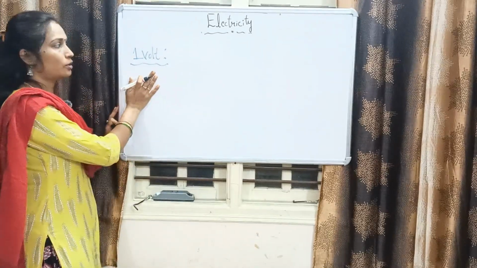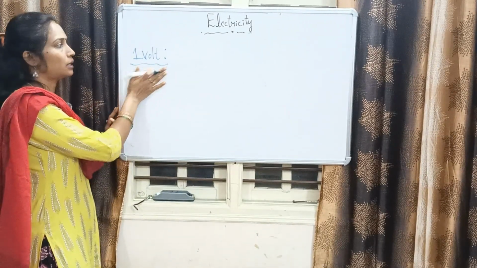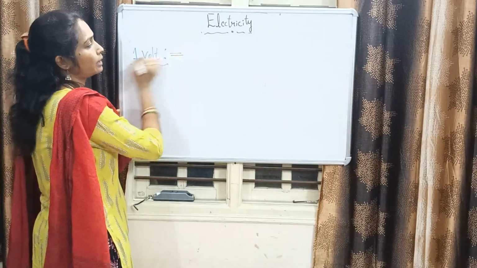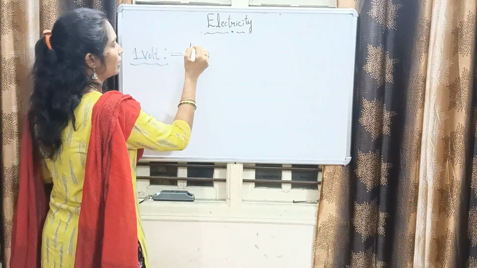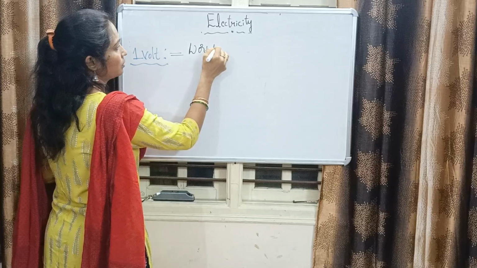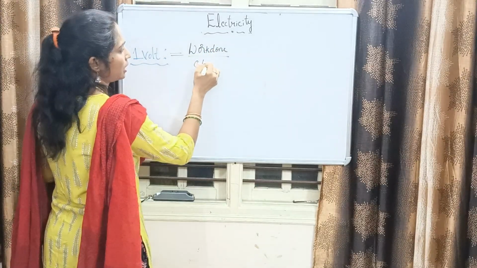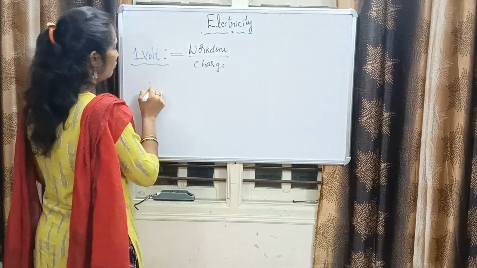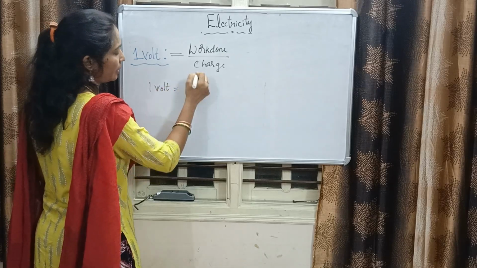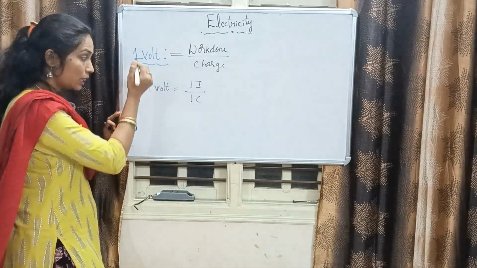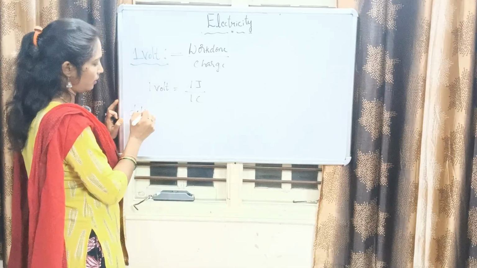See, let me write a very important term, that is 1 volt. 1 volt is going to be represented with the help of work done divided by what, guys? Charge is there, right? 1 volt is going to be represented as 1 joule divided by 1 coulomb of charge. The definition is very important. Take it down.